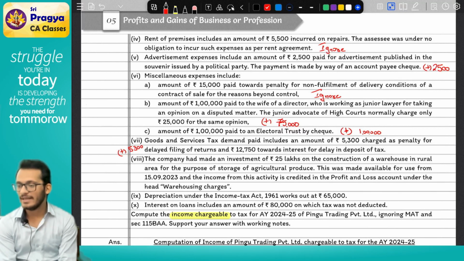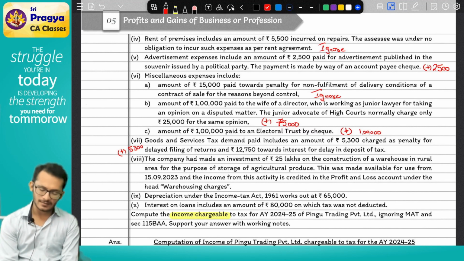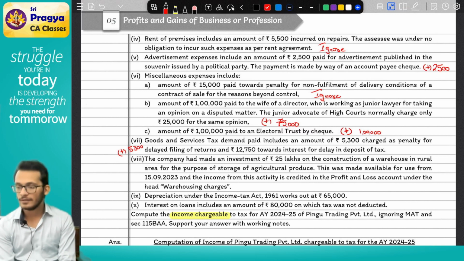Specified business. Any kind of warehouse created for storage of agricultural produce, sugar, will be 35AD. So they are saying that they have created a construction of warehouse for agricultural produce of 25 lakhs. This was made available for use on 15th September 2023, and the income from this activity is credited in the profit and loss account under the head warehousing charges.